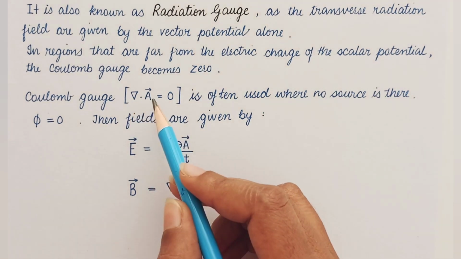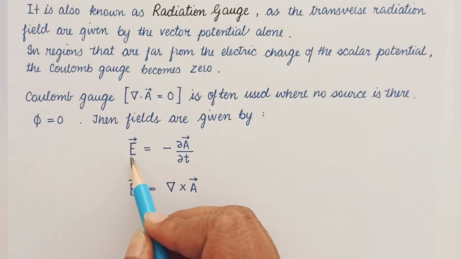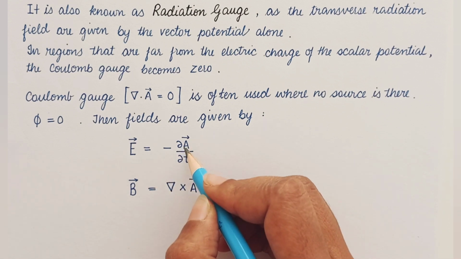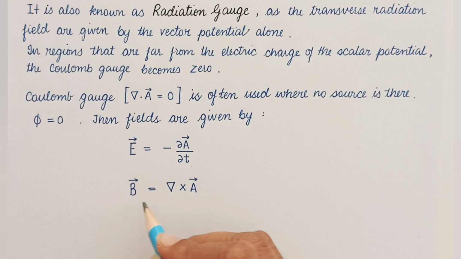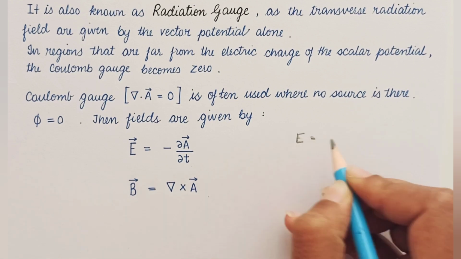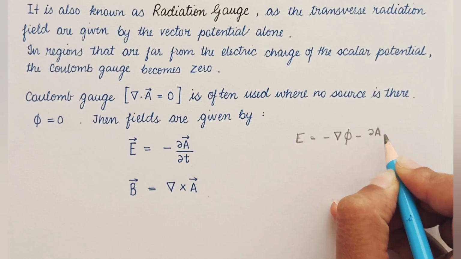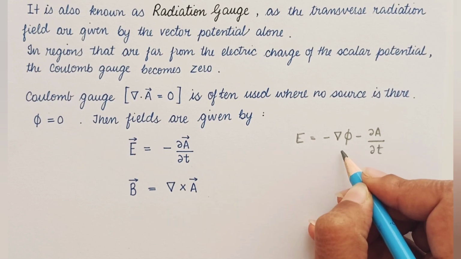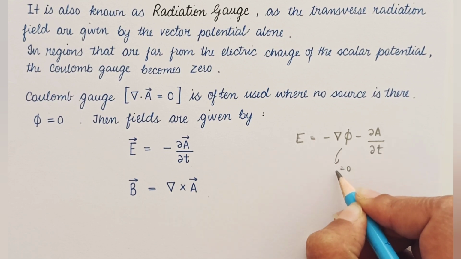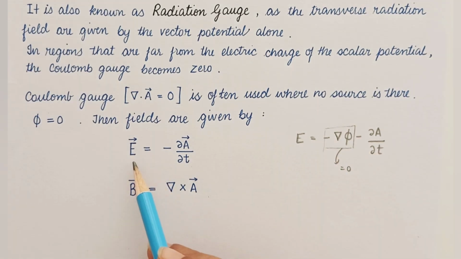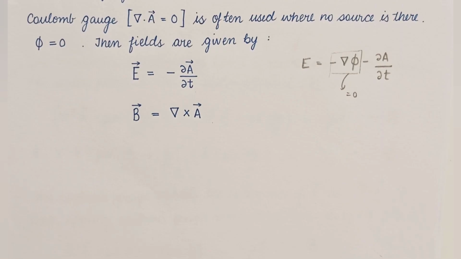Now, using the Coulomb gauge, the fields, that is the electric field and the magnetic field, are given as E is equal to minus ∂A/∂t and B equals del cross A. We write electric field E as minus del phi minus ∂A/∂t. As phi is equal to 0, this term will vanish and the leftover term will be the electric field, that is minus ∂A/∂t. So this is the end of the video.